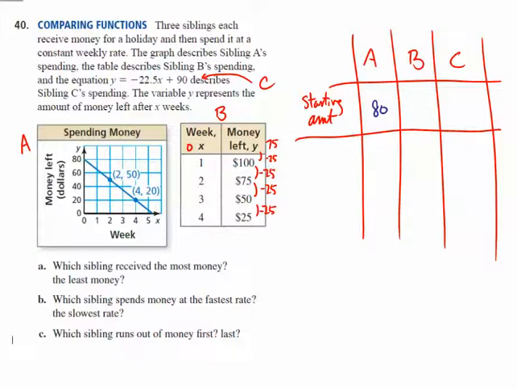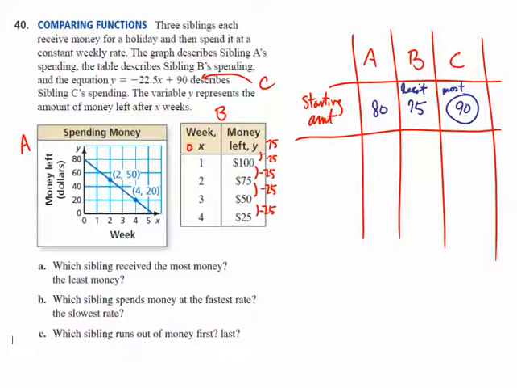And so tracing backwards from 100, if they're spending $25 a week, they would have started with $75. So it's very important. We're looking at graphs, we're looking at tables, and now we're going to look at an equation. The starting amount would be the y-intercept, which is the $90 amount. So that's a sibling that started with the most money. So we'll call this most, and we'll call this least.